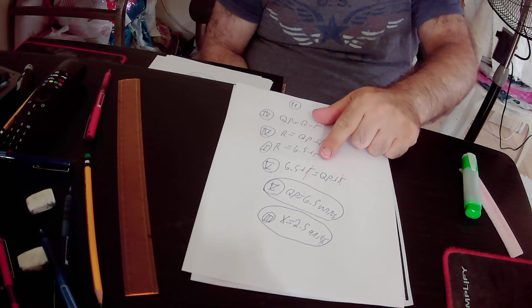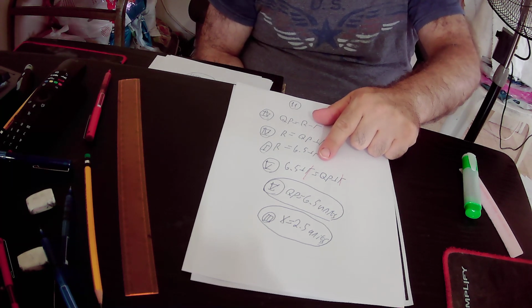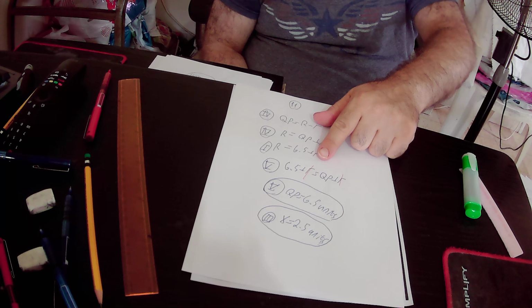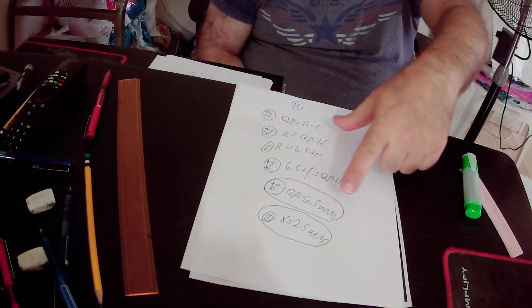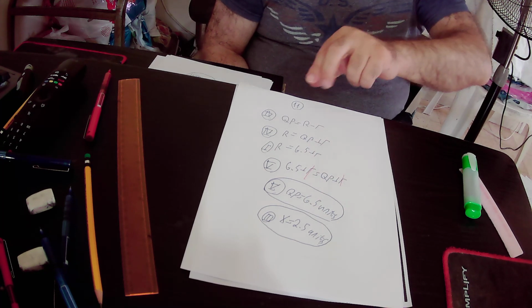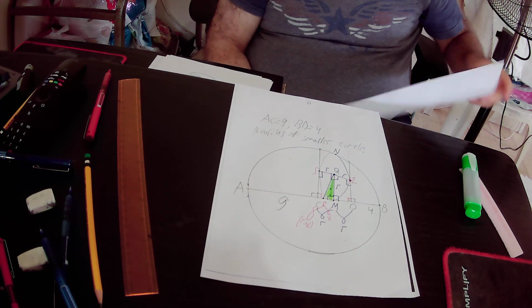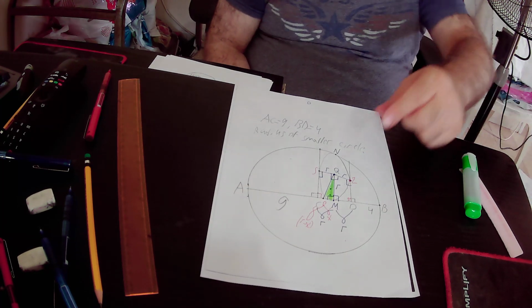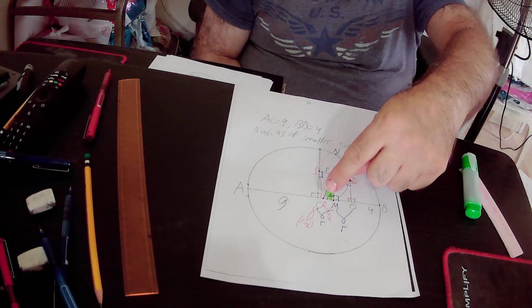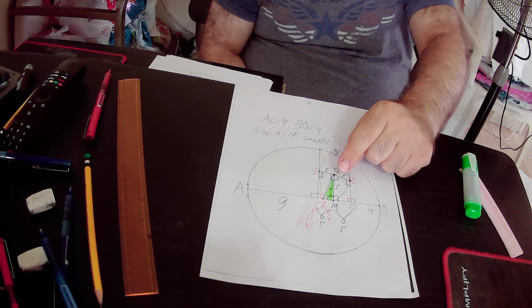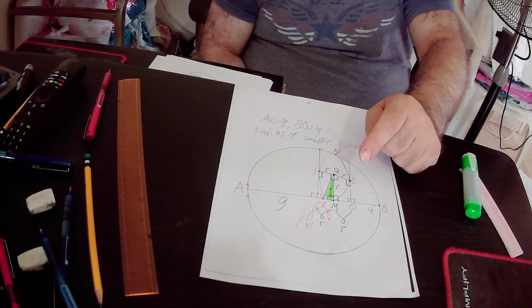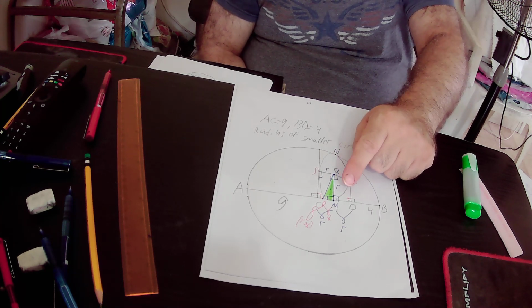So in this way we created equation number 5, and from equation number 5 we got that QP equals 6.5 units, and we already know that x equals 2.5 units. And then we connected points Q and P by a straight line, and we created the green right triangle. This is a right triangle because angle QMP equals 90 degrees.